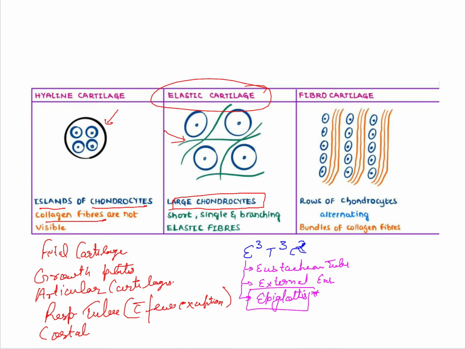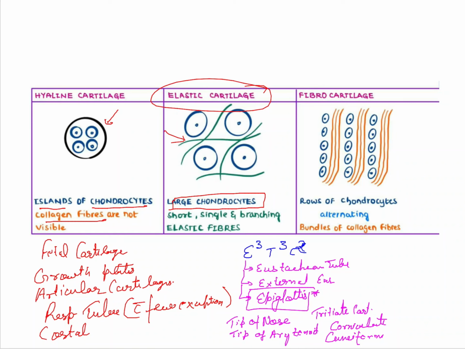Then T cube, where T stands for the tip of nose, tip of arytenoid cartilage, and then tritiate cartilage. These three are going to be the elastic cartilages. Then we have C square, that is corniculate cartilage and cuneiform cartilage. So these are the most important examples of the elastic cartilages which are asked in the exam as well.